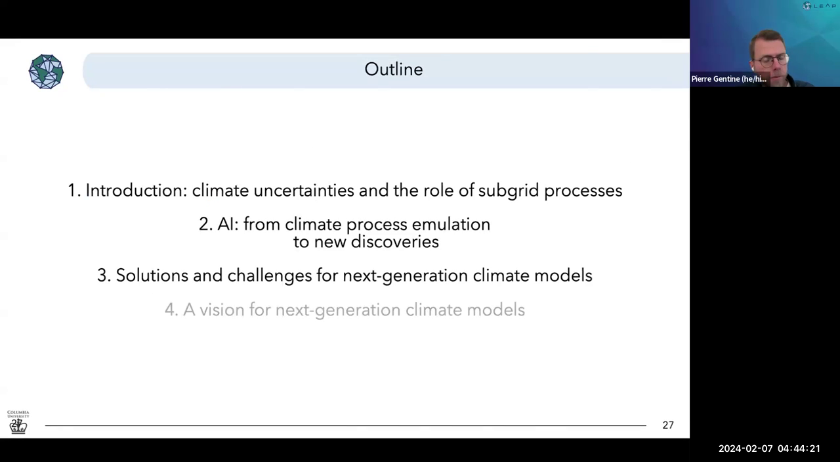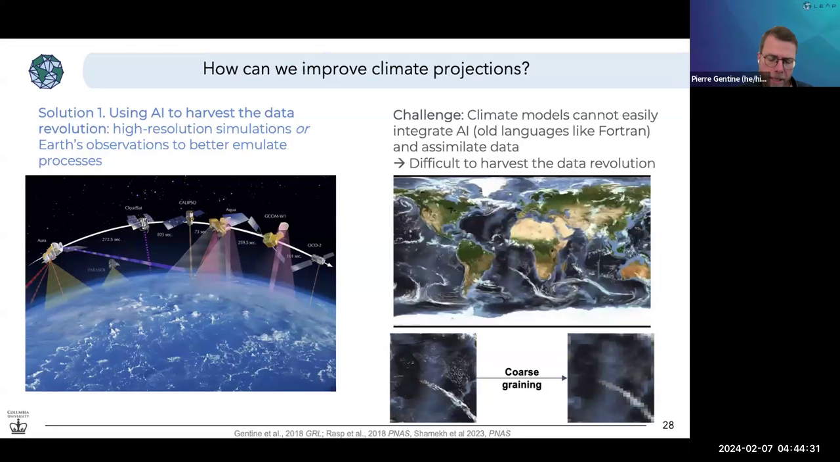So I'd like to conclude within the next 5 minutes to say what are the solutions and challenges that we have to get to the next generation of climate models. So I hope I convinced you that the first solution to basically improve the quality of climate models is to use AI, right? To harvest either high resolution simulations or Earth observations. And really the main point is that it can really help in terms of the quality of the climate simulations we are actually doing. There are important challenges on the way.